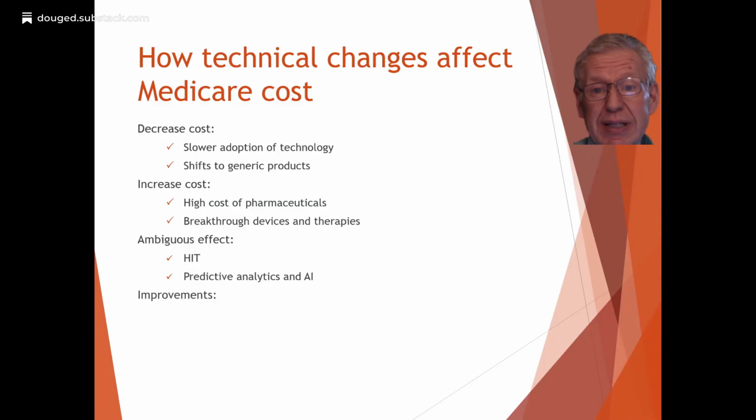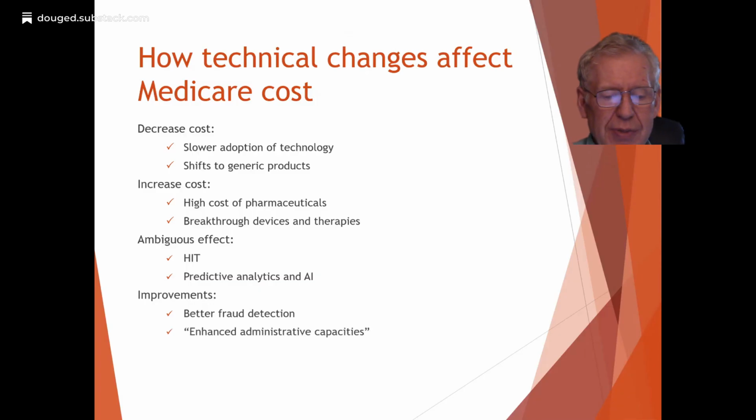Improvements that are being recognized today. First of all, better fraud detection, which I'll argue is a part of the health IT movement. Enhanced administrative capacities. I put that in quotes because that can be a complex area. One of the ways in which we might have enhanced administrative capacities is to put in pre-authorizations that are based on AI-generated analytics. That may or may not be an improvement.